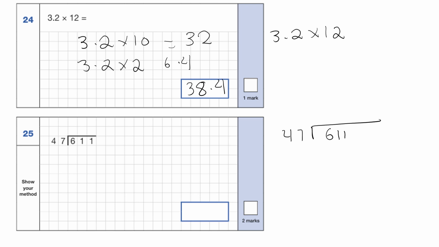We use chunking. So 1 times will be 47. And then we do again 47 times 2 because you just need to know these things. 4 times 2 is 8, so 2 times would be 94. Drop that out. Let's try 3 times. 7 times 3 is 21. 4 times 3 is 12, 13, 14. So 3 times is 141. And then obviously, you know, 10 times is 470.